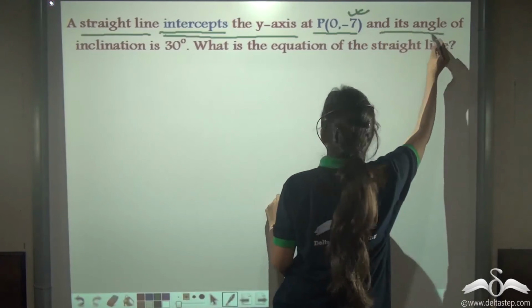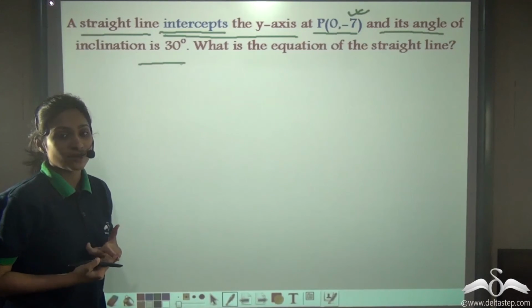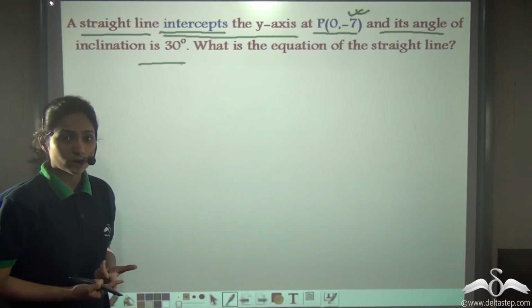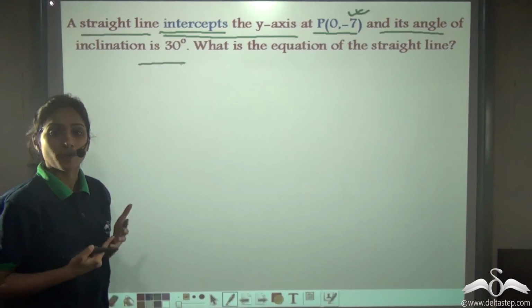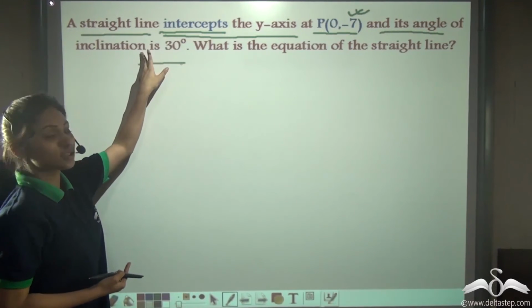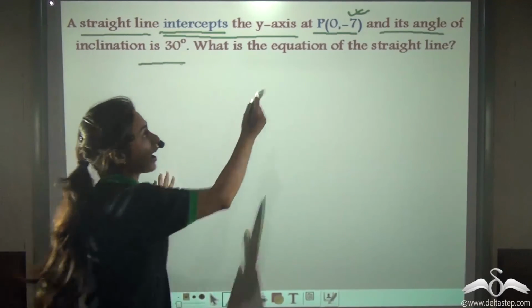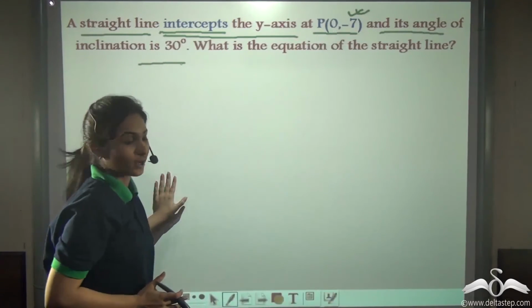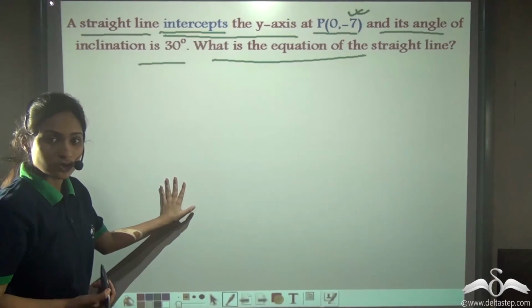And its angle of inclination is 30 degree. Angle of inclination is given, that means what? You can easily find out the slope. So you can identify that this will use the slope-intercept form. You have been given the angle of inclination, from which you can find out the slope, and the y-intercept, which you have already taken out. What is the equation of the straight line using slope-intercept form?